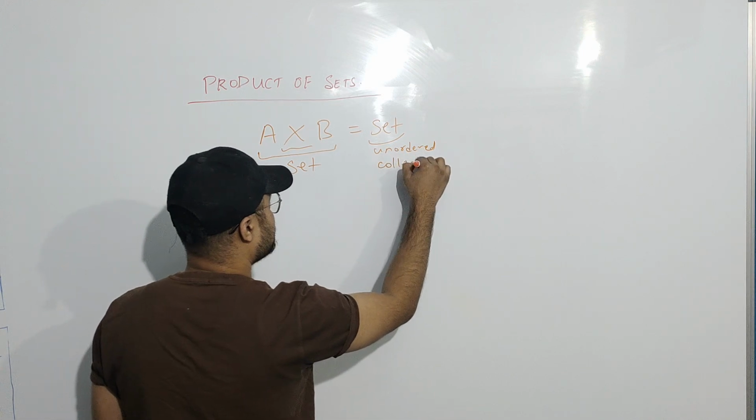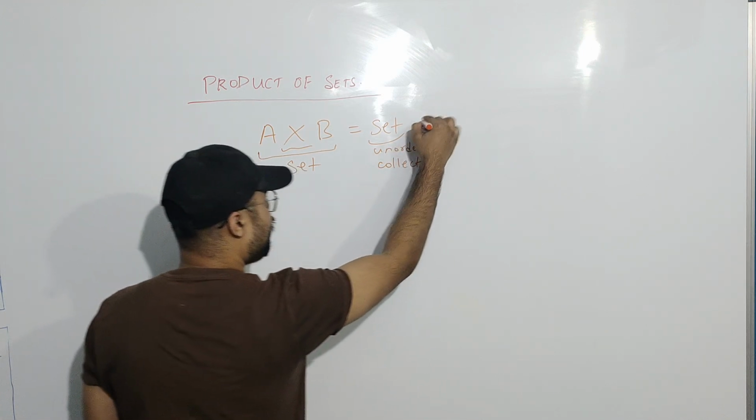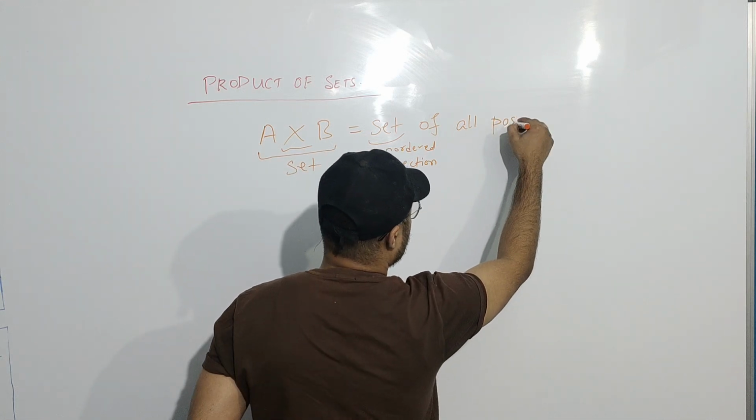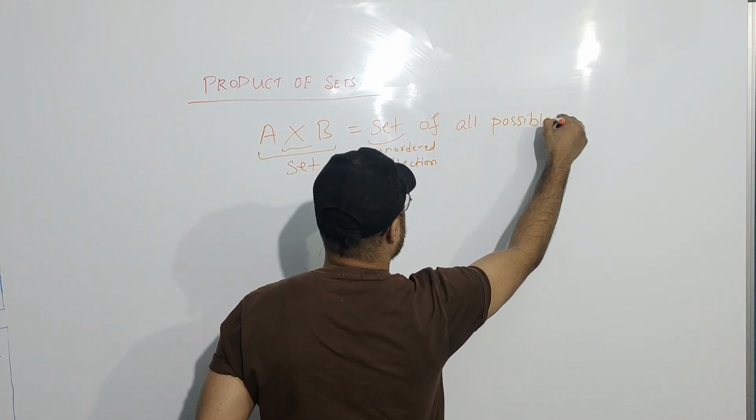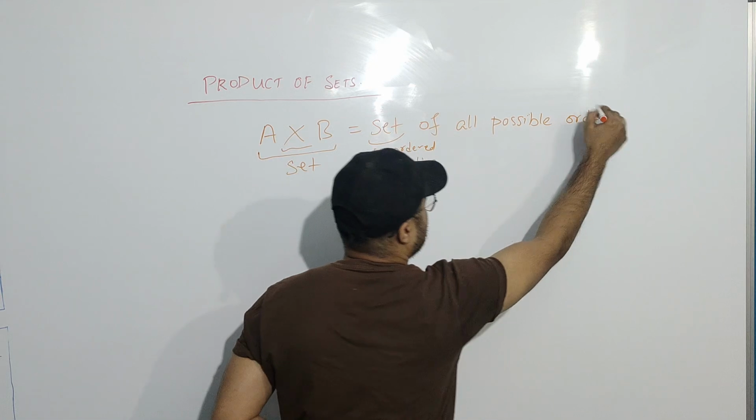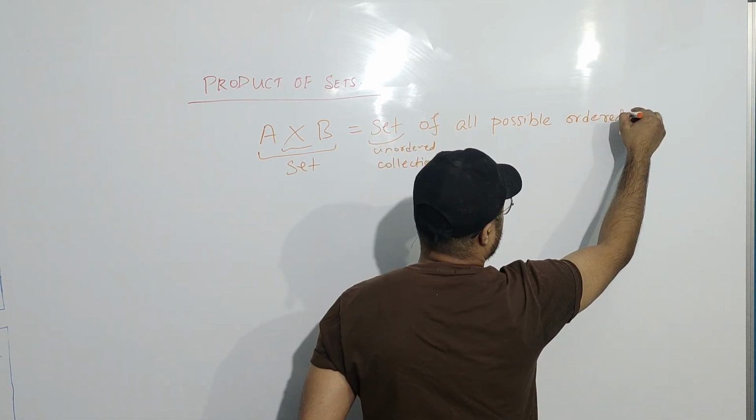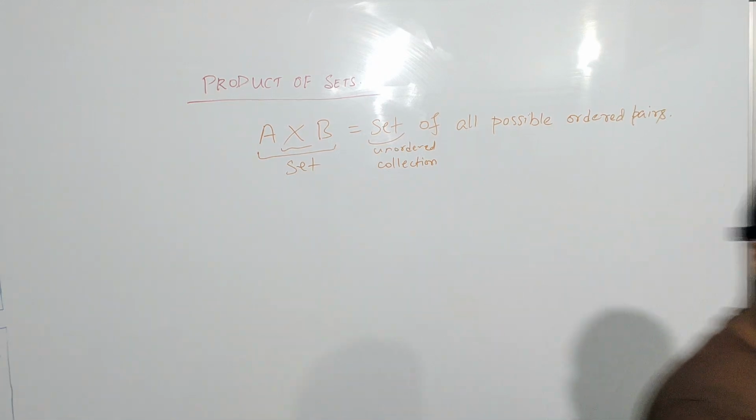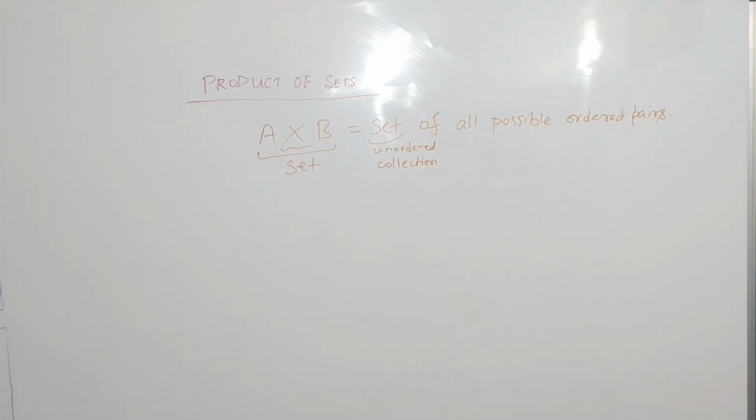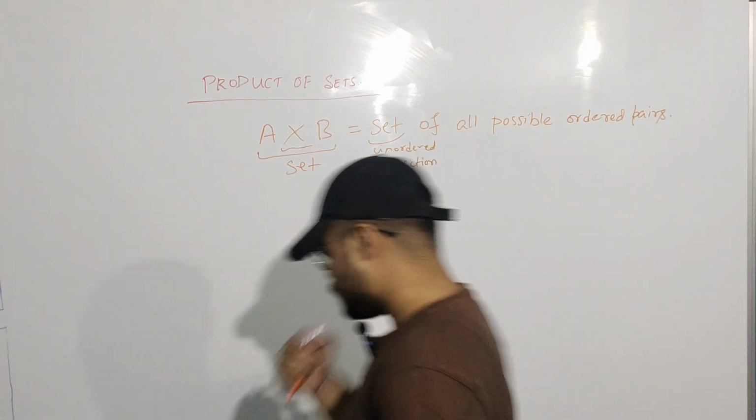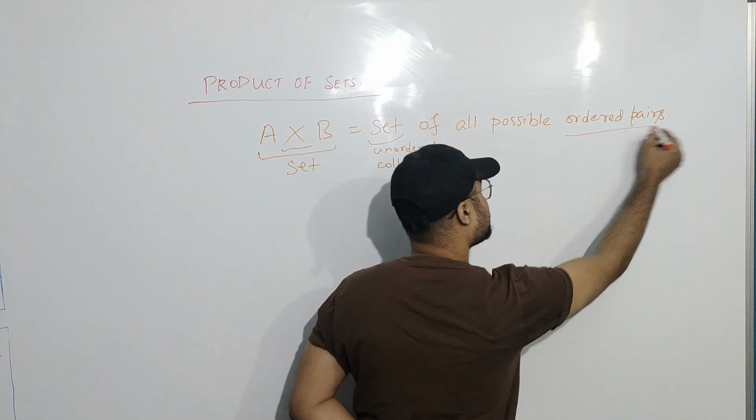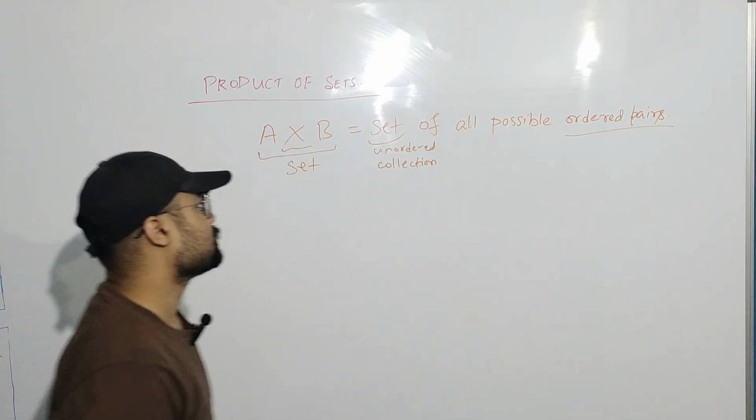Unordered collection. So, set of all possible ordered pairs. Set of all possible ordered pairs. Okay. So what do I mean by this ordered pairs? What is this ordered pair?